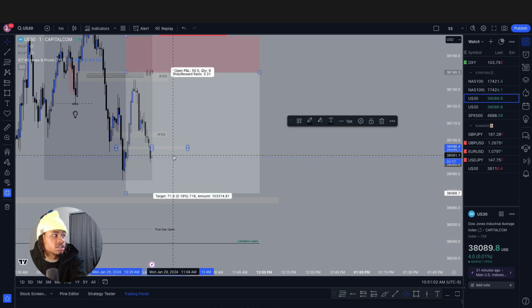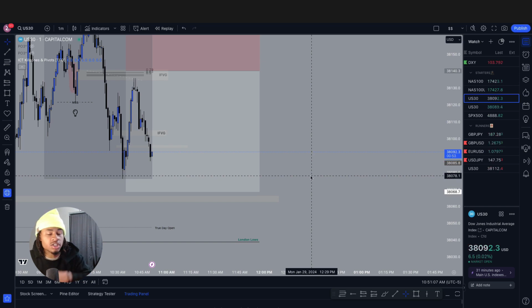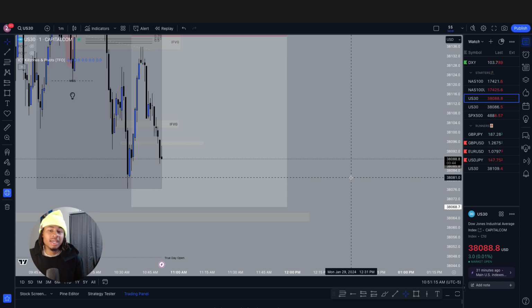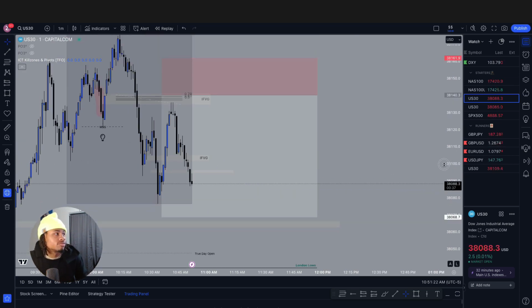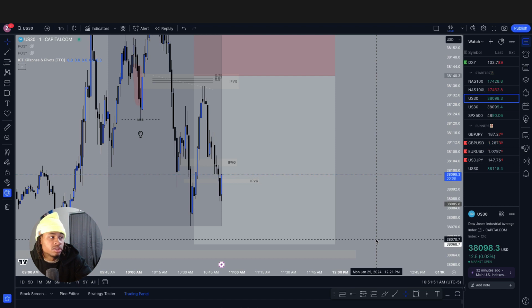Pullback. This is an inversion fair value gap. I'm expecting price to come up, touch this, and then we should see some movement towards the downside. Big down candles, buddy. Big body down candles, buddy. Incoming. If it does come back up, we're looking at this area right here. We have a small volume imbalance right in there.